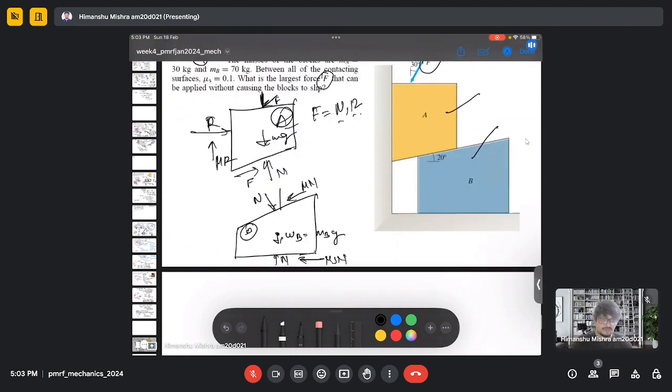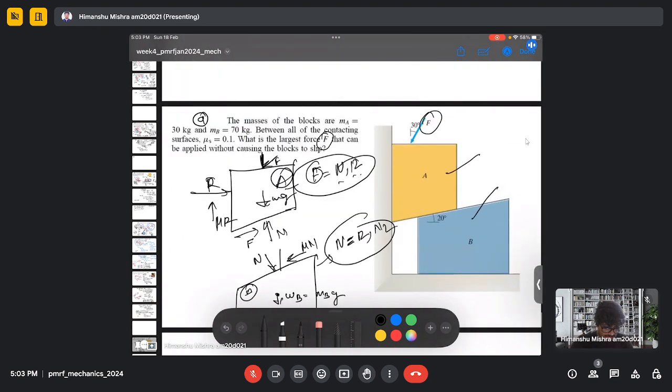Then if you write down the summation of force in body B, you can actually write N in terms of R and N2, which is here. Then solving these two equations together, you can actually calculate the unknown force F. So try to calculate this by yourself, and if not, then I can start next week with this question. So the procedure is similar here.